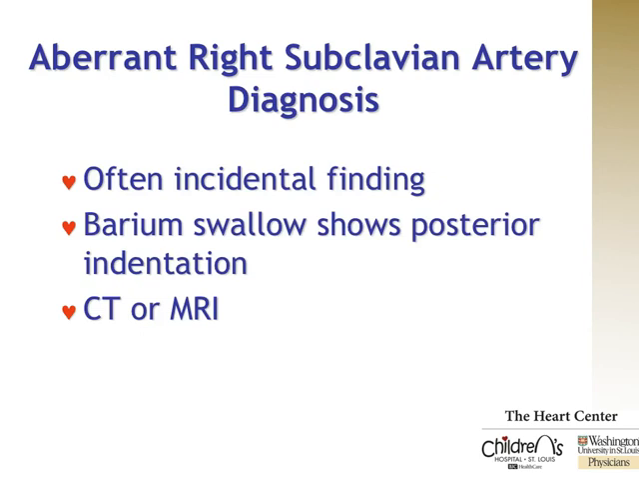And these are often incidental findings. We may pick them up on a barium swallow when kids are having some swallowing difficulties and you see a posterior indentation, or on a CT or an MRI that may be done for other reasons in some cases. But again, CT and MRI do a wonderful job of showing the anatomy, and that's usually what we rely on to use for a roadmap for intervention.